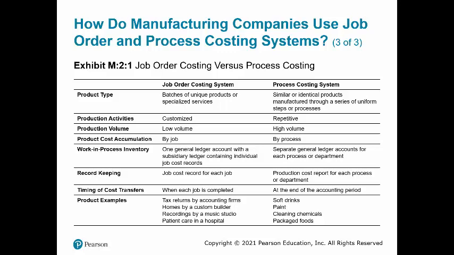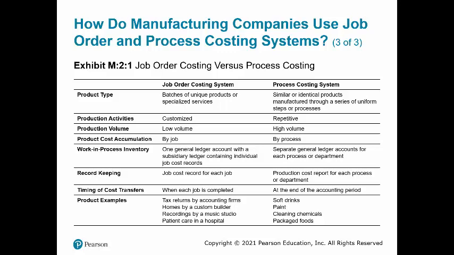We talked about that some types of businesses tend to use job order costing, and some types of products would include tax returns, which of course would be specific to each customer, homes by a custom home builder, different recordings in a music studio, and of course different patients in a hospital. Then process costing would be used by manufacturers that are producing identical items such as soft drinks, paint, cleaning supplies, or packaged food.